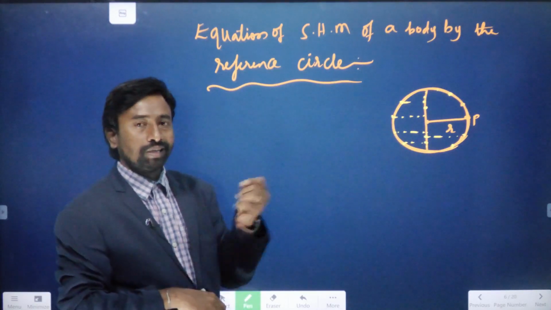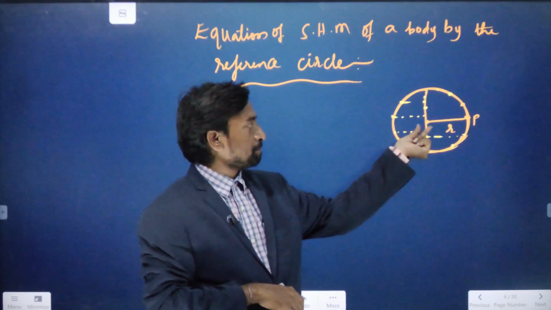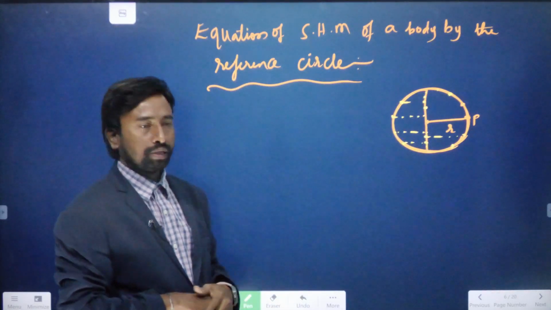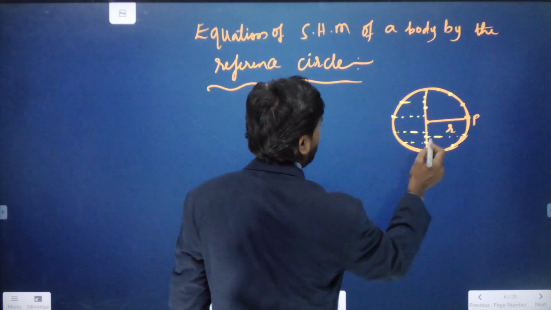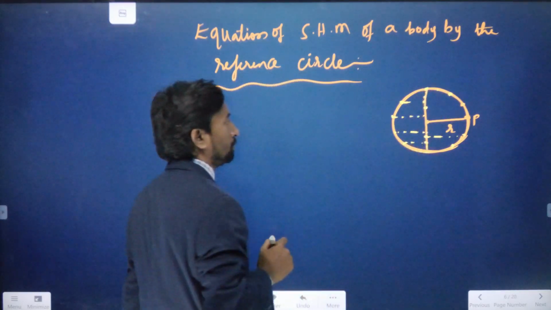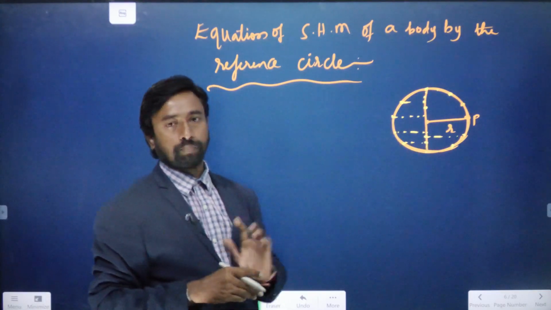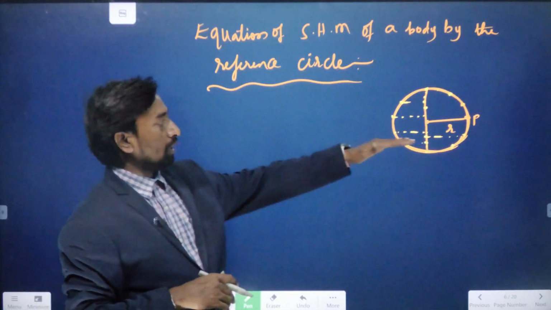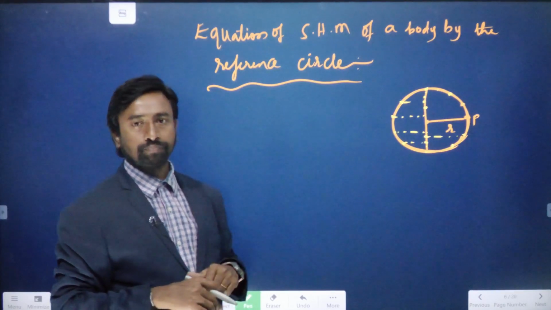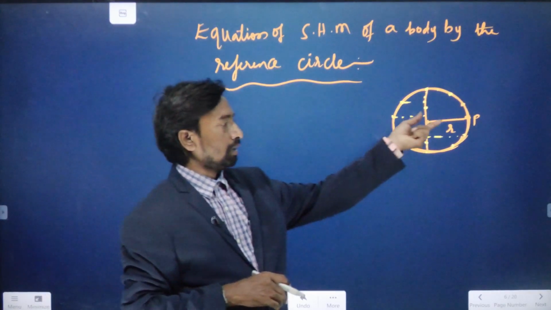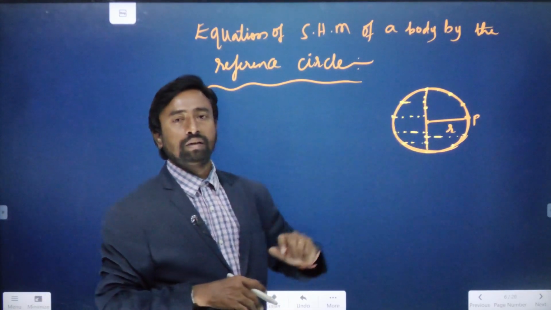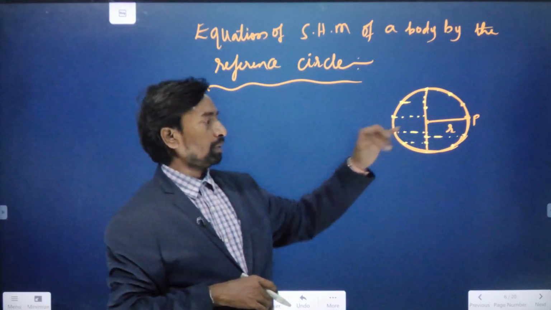The center is considered as the mean position of the body, and the edges of the diameter are considered the extreme positions of the projection of the particle which is moving in the circular path, okay? So whenever a body is moving in a circular path, the projection of the particle will have an oscillatory motion about the mean position.